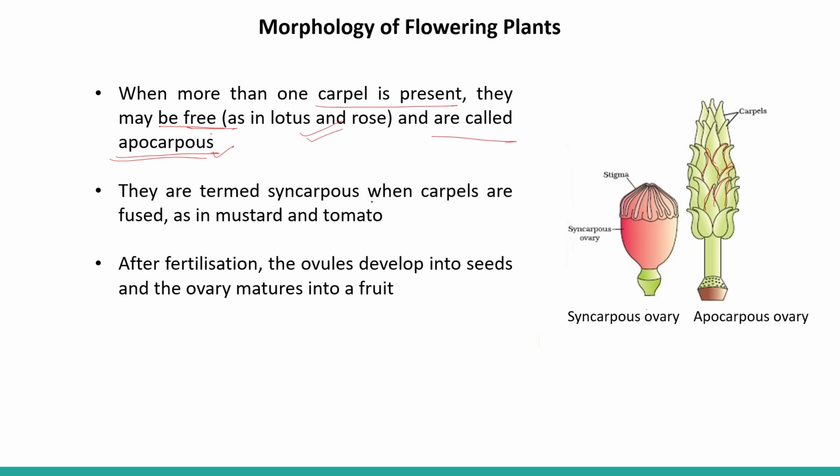They are termed syncarpous when carpels are fused, as in the case of mustard and tomato. So here all the carpels are fused. There are a number of carpels, but they are all fused. Okay, after fertilization, the ovules develop into seeds and the ovary matures into fruit.